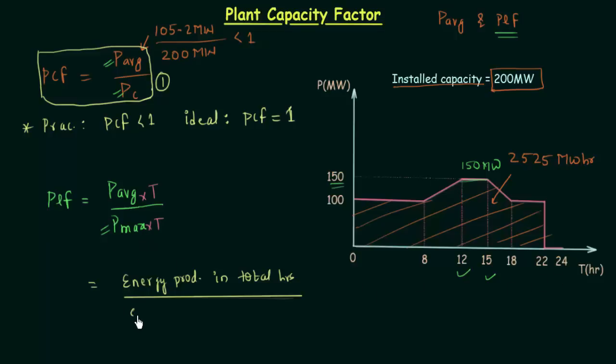So this is the energy the power plant is able to produce as per P max, the maximum power, in total hours. So this is how we can write the plant load factor. I will do the same thing in the case of plant capacity factor also.